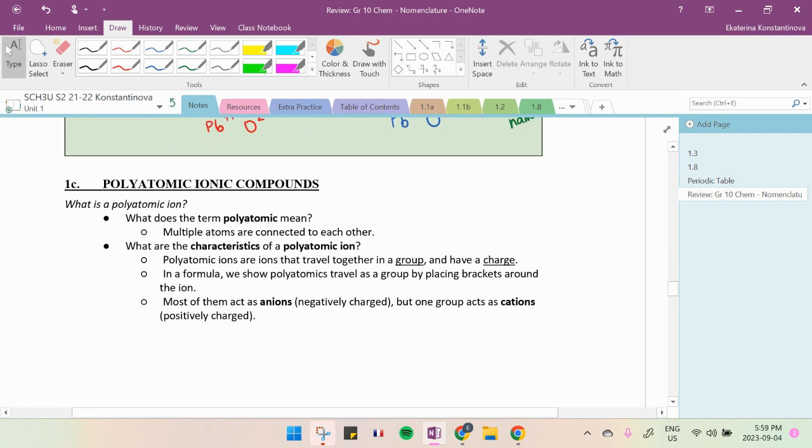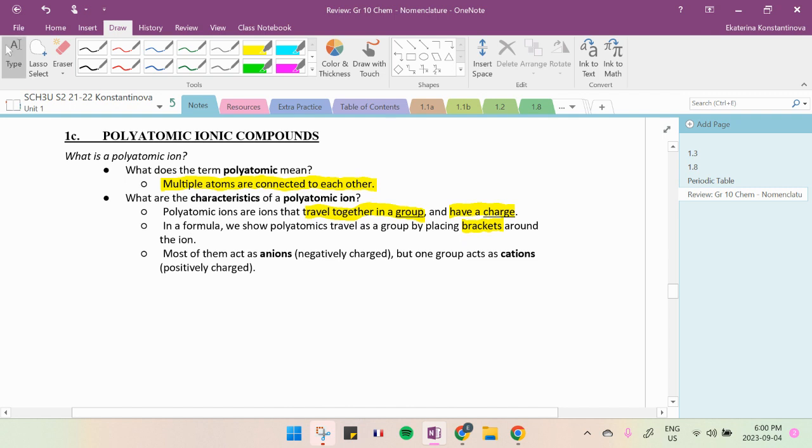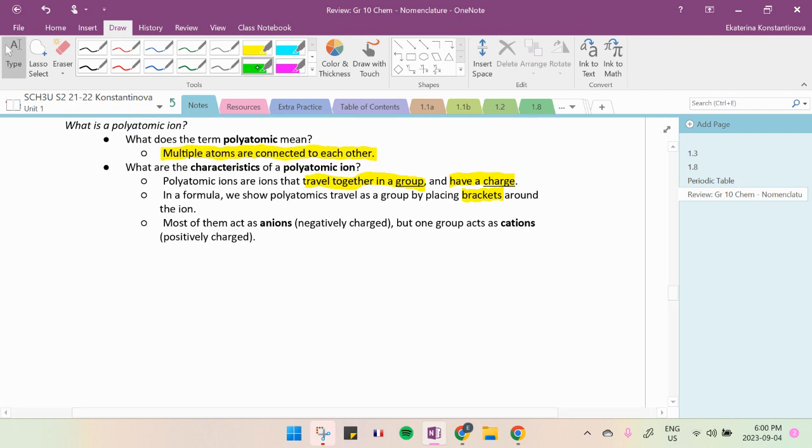Okay, recall from grade 10, a polyatomic ion. The term polyatomic means there are multiple atoms connected to each other. The different characteristics of a polyatomic ion are that they travel together in a group and they have a charge. Okay? In a formula, we'll show polyatomics traveling as a group by placing brackets around the ion. Okay, very important. Most of them will act as anions, but one group acts as cations, meaning it is positively charged. Okay, so we'll see a couple of those examples. So most of them will be anions, negatively charged.